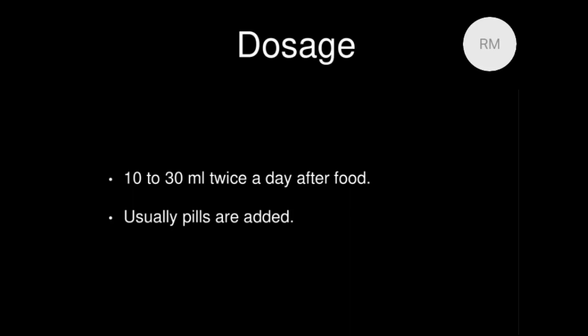And you add an equal quantity of boiled and cooled water. That's also very important. We should never administer aristams with hot water. We can use boiled water, but only after it has completely cooled down. And so this is the principle: 10 to 30 ml twice a day after food.